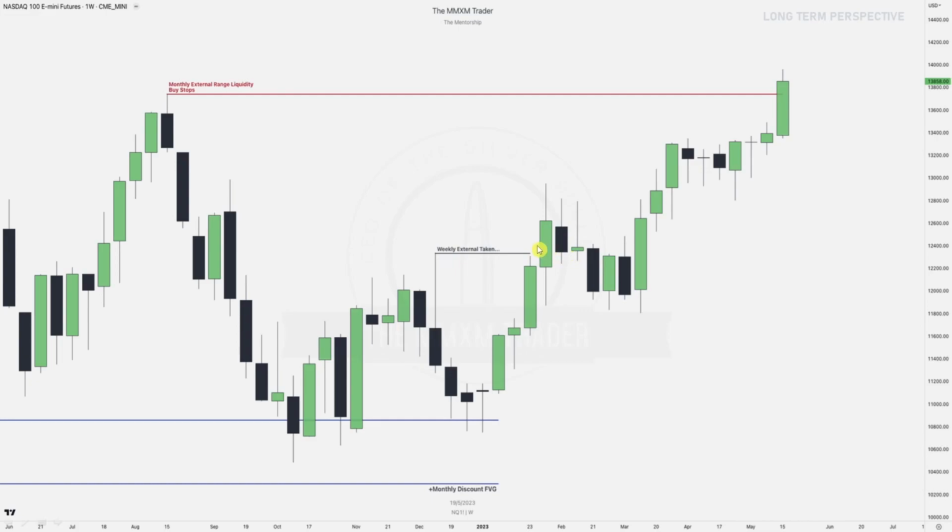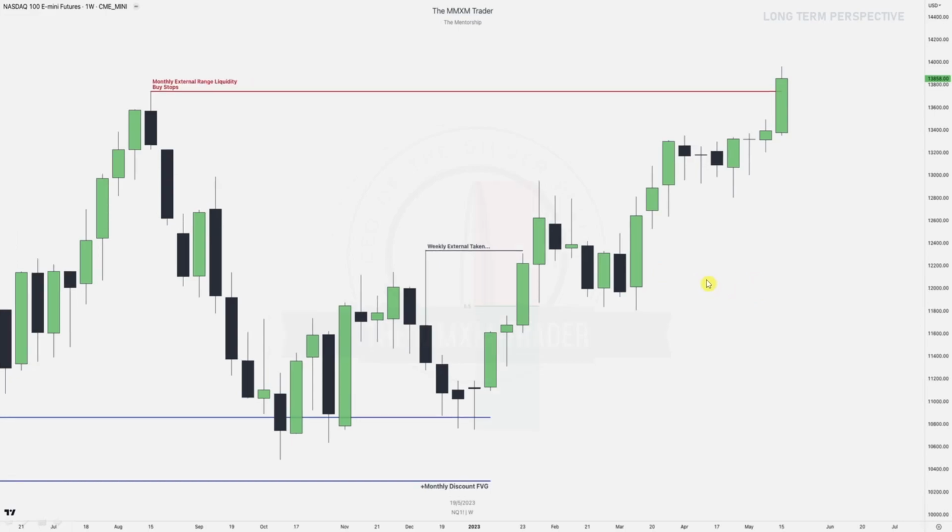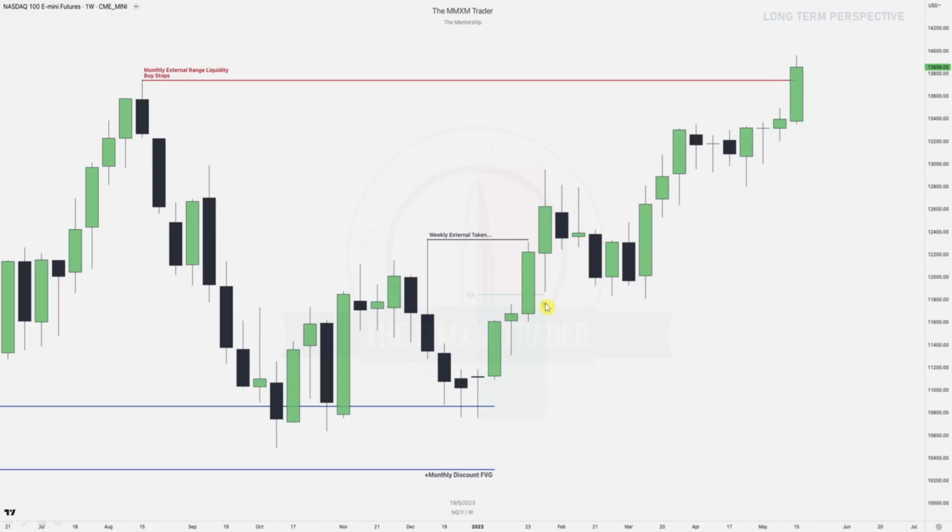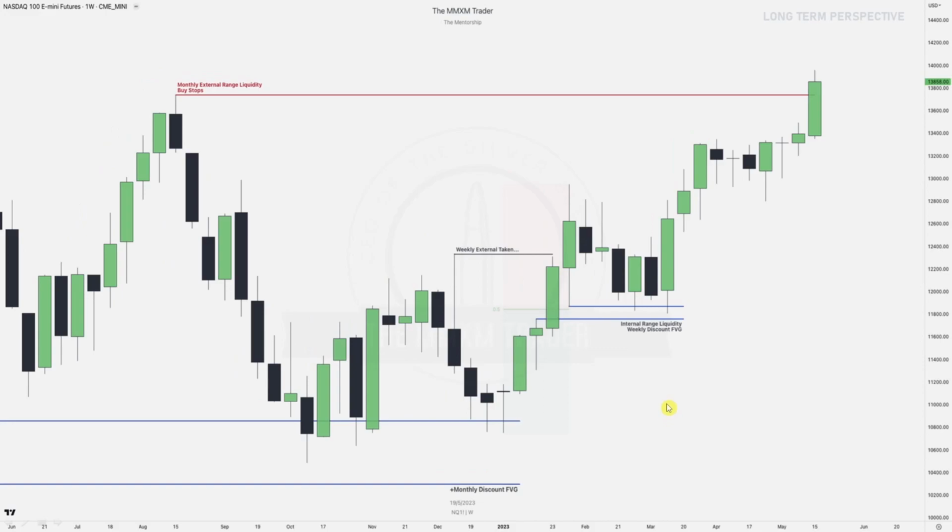So where do we go after we take that weekly external? Your eye should immediately go to internal range liquidity, right? So you look for a fair value gap, which is down here, right? Again, draw out your dealing range, this low till this high. Then we've got that internal range liquidity. Then we can continue up higher.